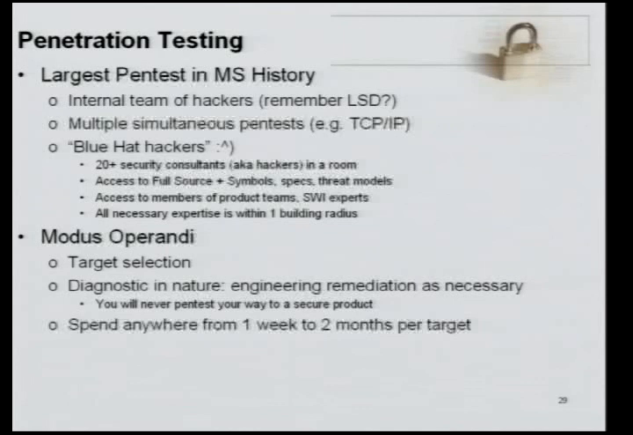And then you have to take that information, fix whatever bugs it finds, but then drive remediation in the engineering process to go improve that. And so they'd spend anywhere between a week or 2 months depending on the complexity and the size of the target. And one thing about pen testing Vista is absolutely nothing was out of scope.